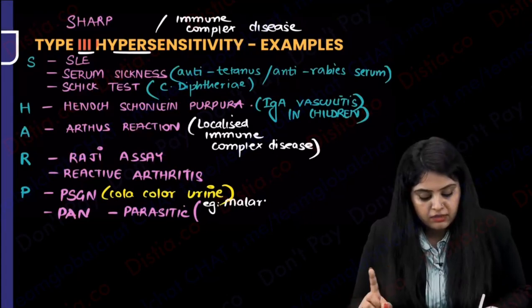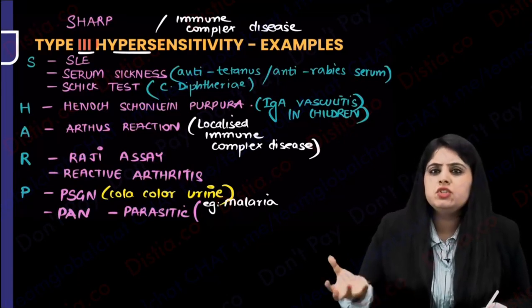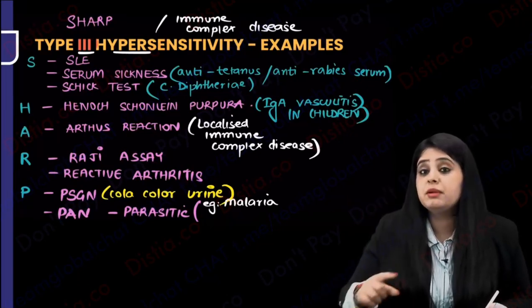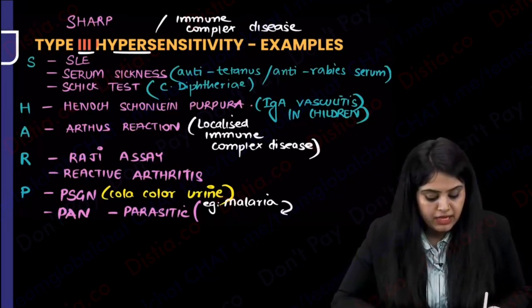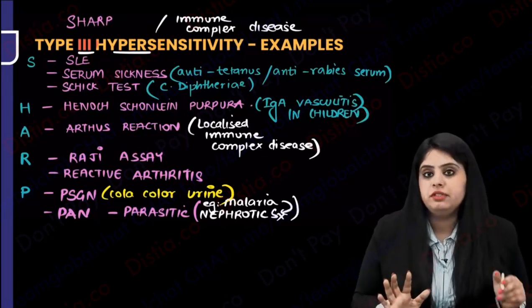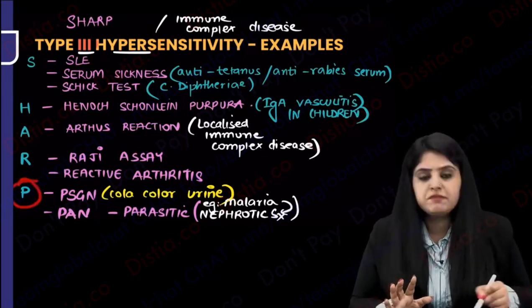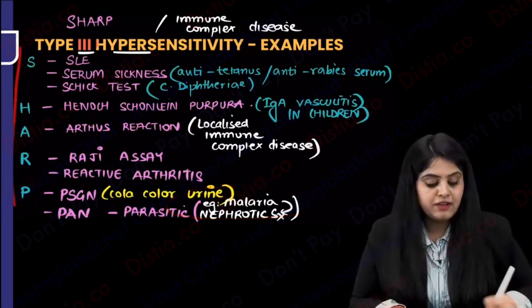Malaria does not come under type 3 hypersensitivity. But if malaria is what? Fever with chills, maximum cerebral malaria. But in malaria, if the kidney gets involved, if the patient ends up having nephrotic syndrome, that is a complication. Where will that come? That will come under type 3. So, understood? It's not the main parasitic infection, but the complication of the parasite which can come over here. There you have the SHARP mnemonic.